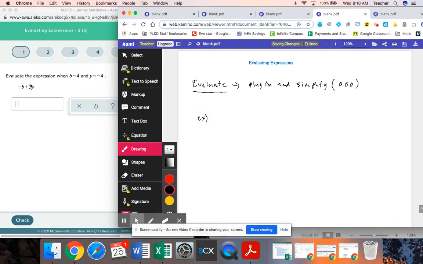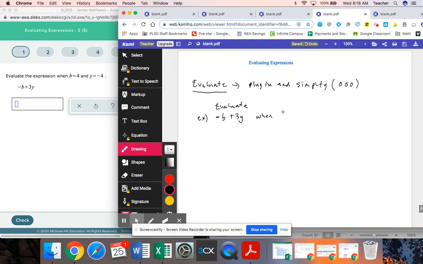If I gave you, and I'm looking at this expression over here, negative b plus 3y. Now you can tell me a couple of things about this, like this is a binomial because it's two terms. There is no constant. There are two coefficients, a positive 3 and a negative 1. That's all good, but I'm not asking you that. I want you to evaluate this. Evaluate means plug in and simplify. So if I just give you this, there's nothing you can do. You need to know values for b and values for y. So if you see evaluate and you see an expression, you better look and see if there's something else given to you. And it is.